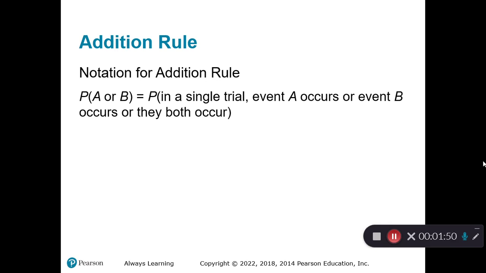In the addition rule, P(A or B) will stand for the probability of A or B, which is the probability that in a single trial, event A occurs or event B occurs, or they both occur simultaneously. Again, this is in a single trial.